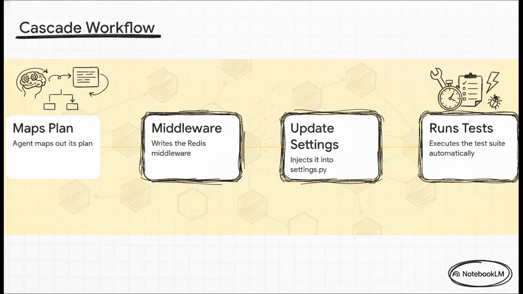Let's say you tell it to implement rate limiting across an entire backend API. It doesn't pause to ask you for a line-by-line diff approval. No way. It operates completely autonomously. It maps out its plan, writes the middleware, updates the settings, and then runs the test. Boom, boom, boom. A totally seamless, hands-off execution.